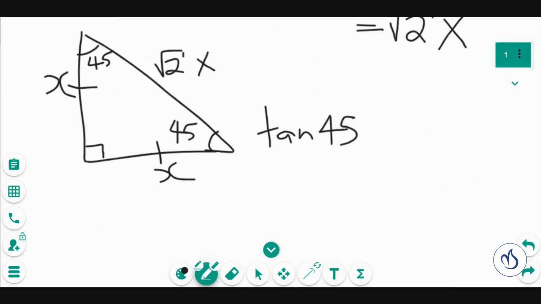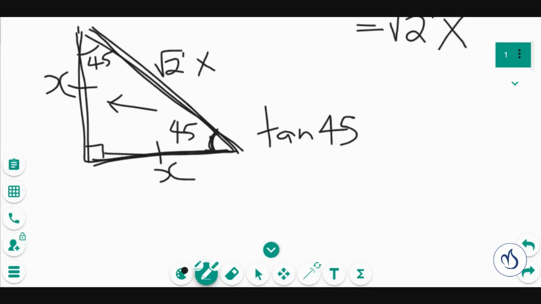I can use any angle here, but I'm going to use this one. It's more direct. This is my hypotenuse. If I am using this angle, this is going to become my adjacent. And this angle is facing this side, this vertical is going to become the opposite.